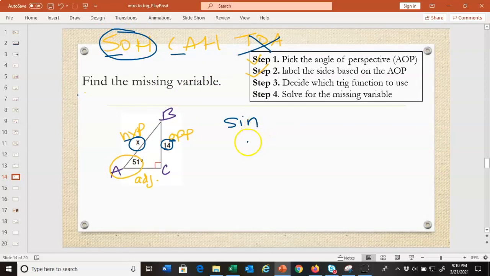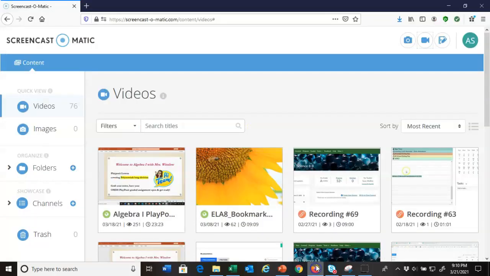Sine of what? Sine of A, our angle of perspective. Well, what is A? Oh, it's 51. Okay, sine of the angle. We know the angle, so we're going to put it in. And remember, sine equals opposite over hypotenuse. So opposite is 14, and hypotenuse is x. So check this out. Sine of 51, you guys, don't let this bother you. This is just a number. I'm going to show it to you.